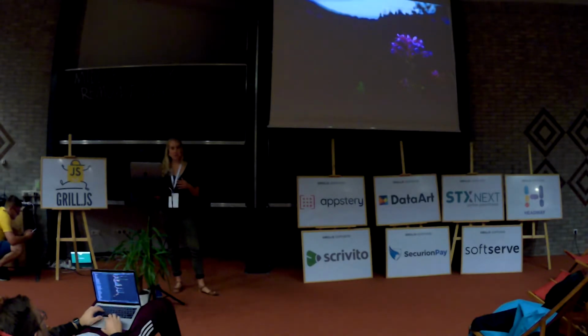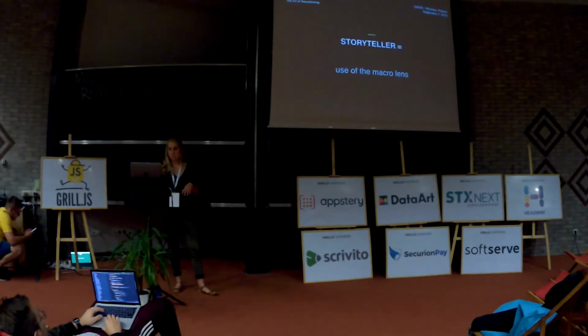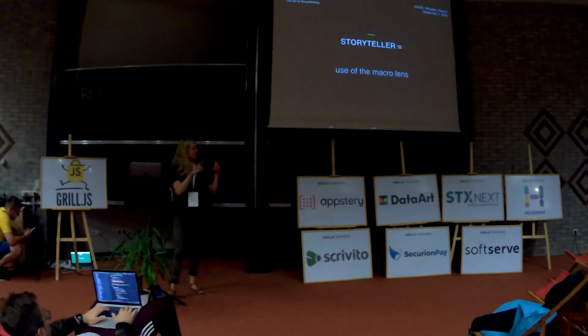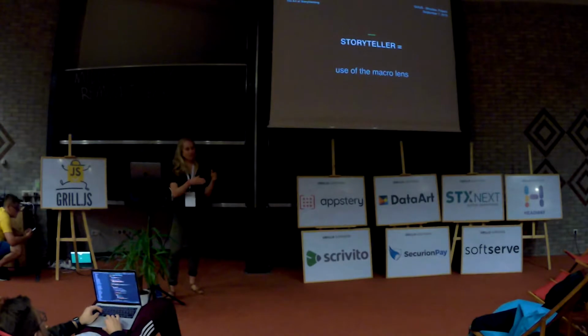So a compelling story is essentially short and tight, and the logic that's presented within that story makes sense within its context. So that gives us the definition of the storyteller, I would say. I called it the use of the macro lens because the macro lens is really that part of the camera that zooms in to a particular point.